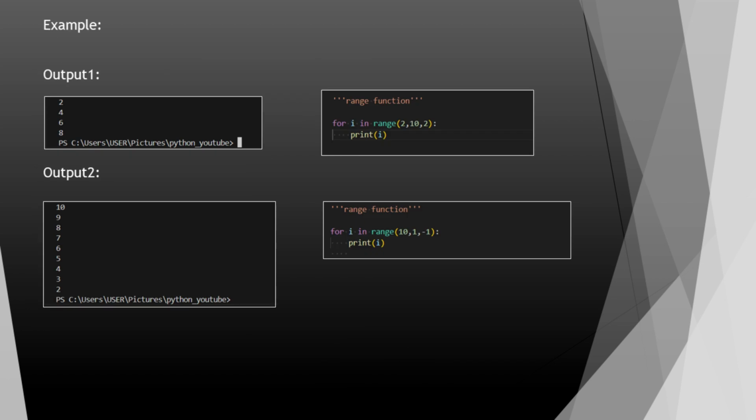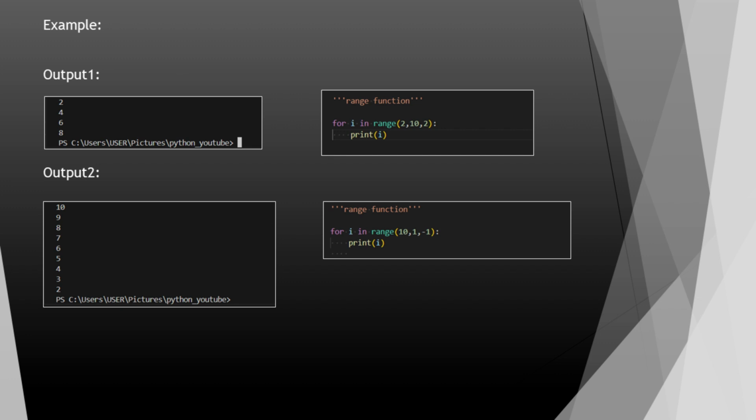So here you can see for i in range, I have given three arguments in my range function. 2 means our starting point, 10 means our end point, and 2 is our step to jump. So in the output, you can see it has started from 2 and jumped by 2 before printing 4, and then 6 and then 8.